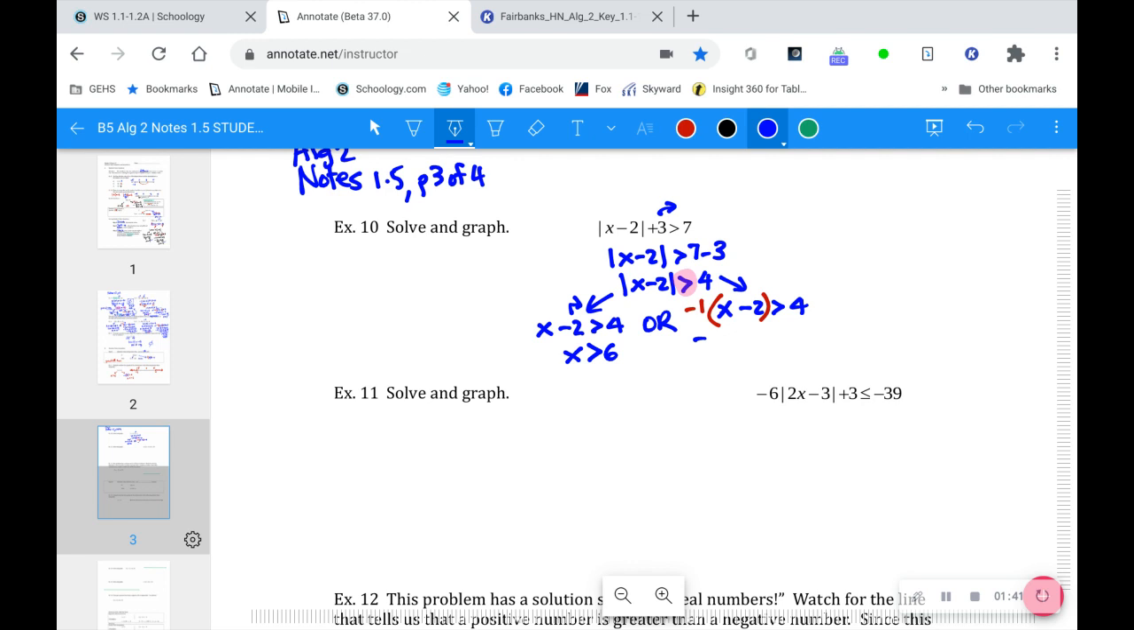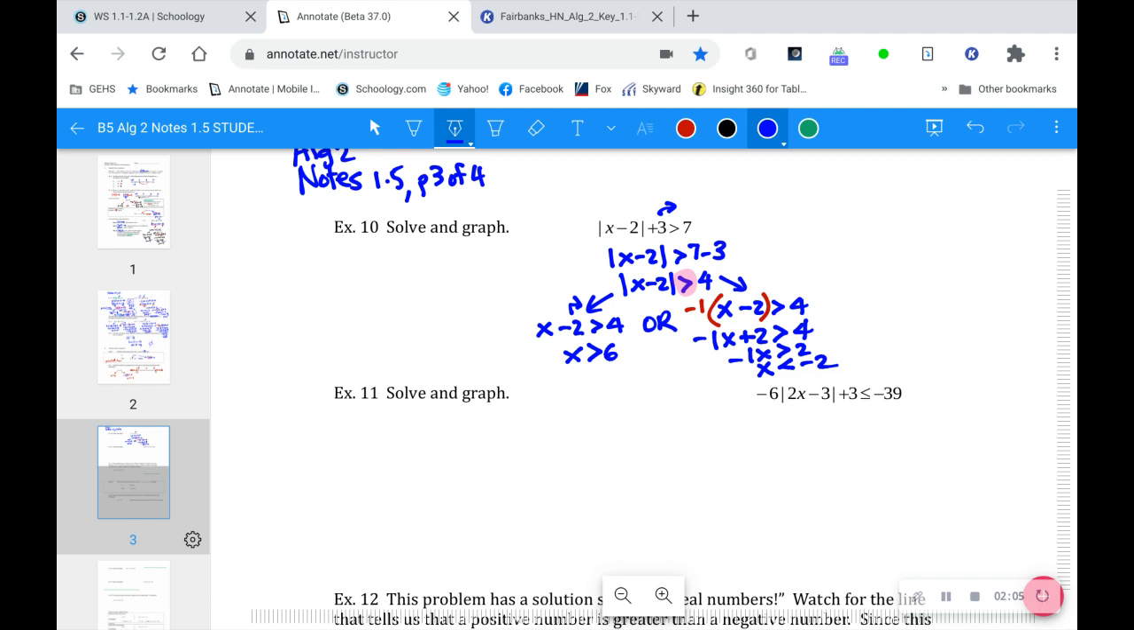Here I'll distribute. Subtract 2 from both sides. Divide by -1. Don't forget to change the direction of the inequality. And I now know that the answers are numbers that are either bigger than 6 or smaller than -2.